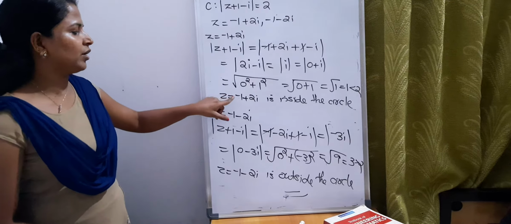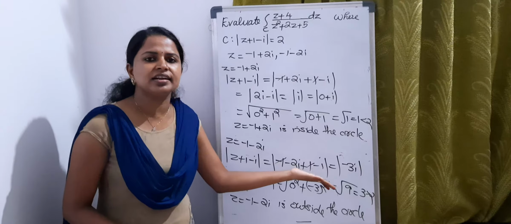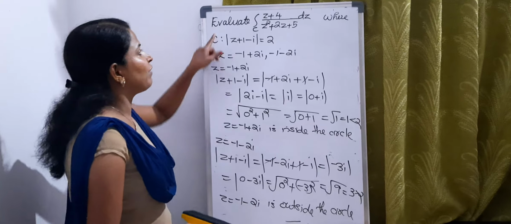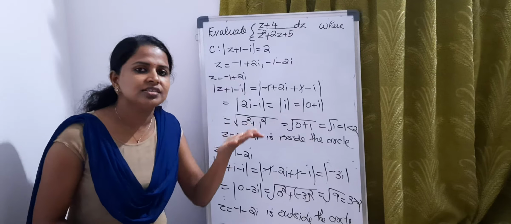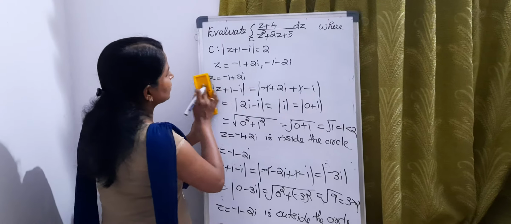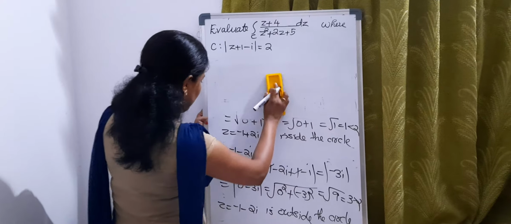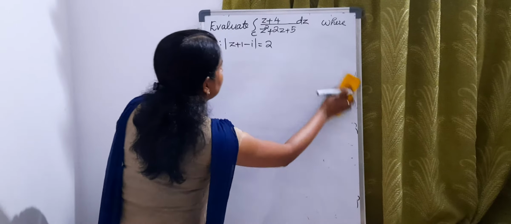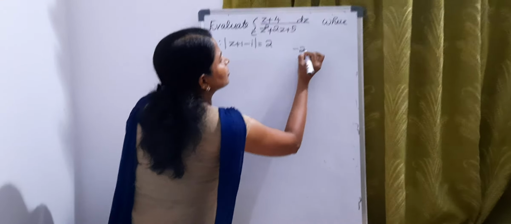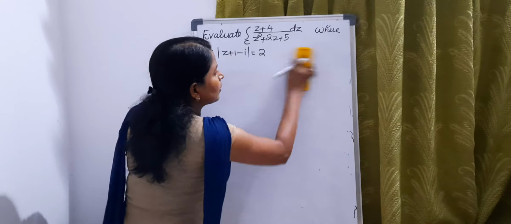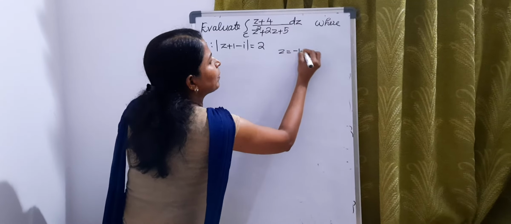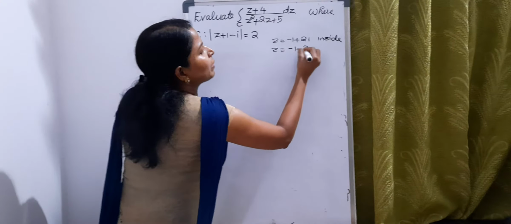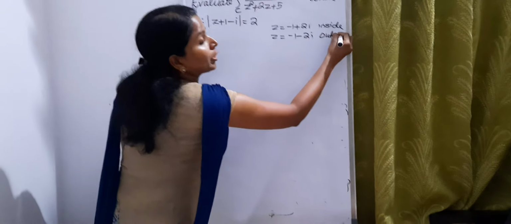That is one point: z equal to minus 1 plus 2i is inside the circle. Another point, minus 1 minus 2i, is outside the circle. Then we evaluate this integral using Cauchy's integral formula. Here we get minus 1 plus 2i, which is inside. Z equal to minus 1 minus 2i is the outside point.